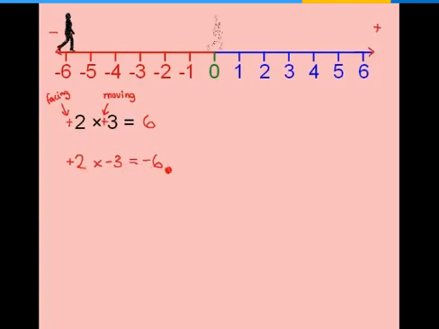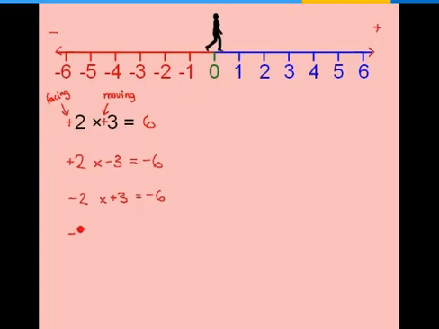Now what if we have minus 2 times 3? Remember, this 3 here is really a positive 3. So this time, she's got to face in the other direction, so we need to turn her around. So now she's facing in the negative direction, and she's going to take 2 steps at a time. She's going to move forwards 3 times altogether. So that's once, twice, 3 times, and we can see that she stopped at the number minus 6. So negative 2 times positive 3 is minus 6, or minus 2 times 3 is minus 6.